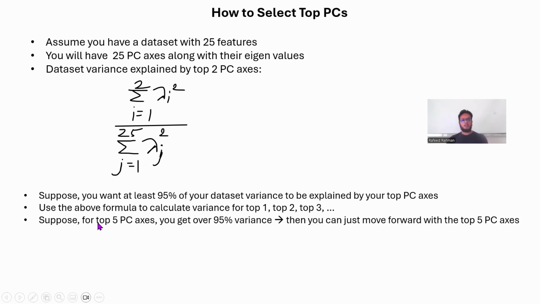And say you find top 5 PC axes. So for top 5 PC axes, for the very first time, your variance actually exceeds 95%. Then you just can move forward with the top 5 PC axes. So that's how you actually choose the top PCs.